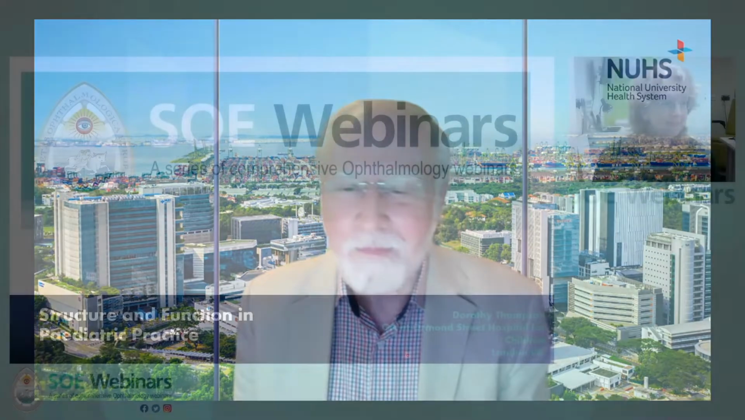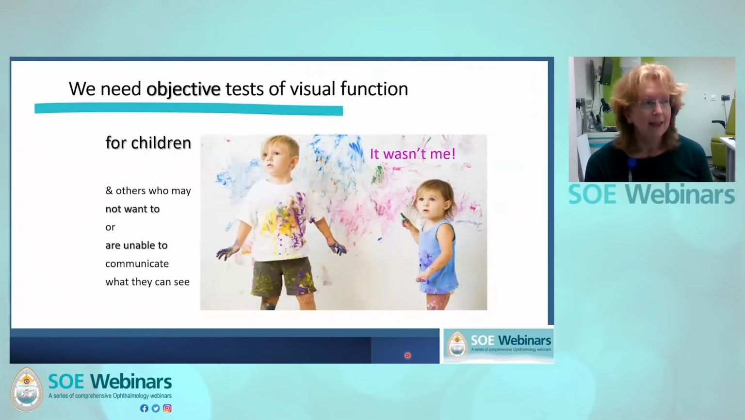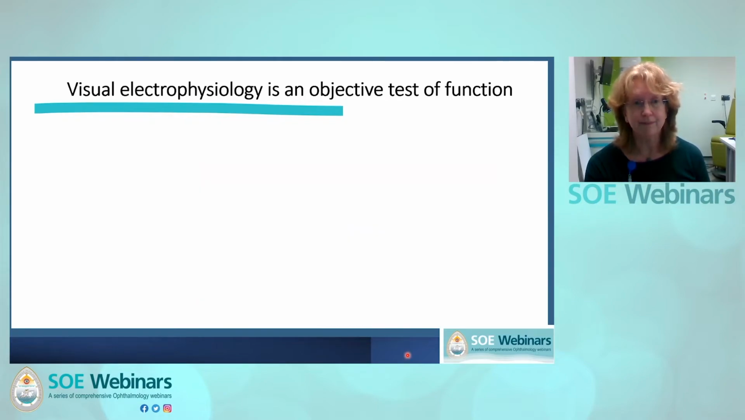Dorothy. So my name is Dorothy Thompson, and I'm going to be talking about structure and function in pediatric practice, based upon my experiences at Great Ormond Street Hospital for Children, and with a focus particularly on neuro-ophthalmology. So in pediatric practice, we really need objective tests of visual function. But we need it not only for children, but for others who may not want to, or perhaps are unable to communicate what they can see.